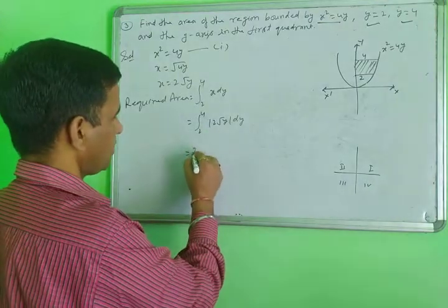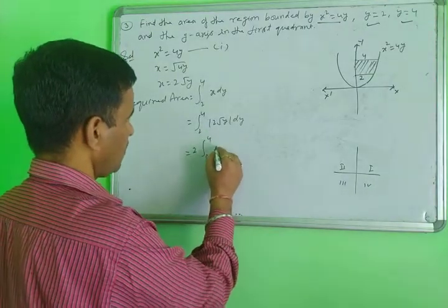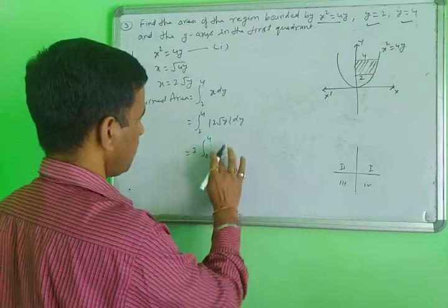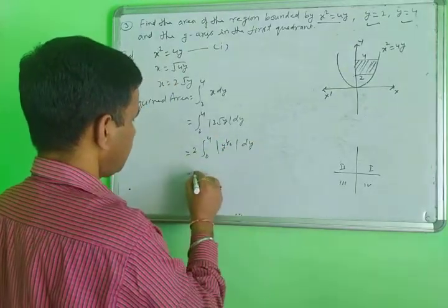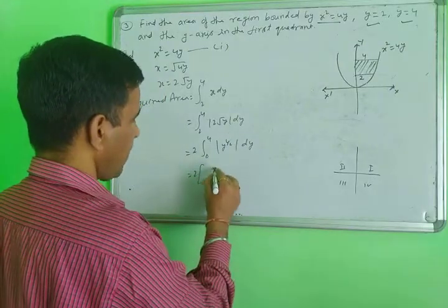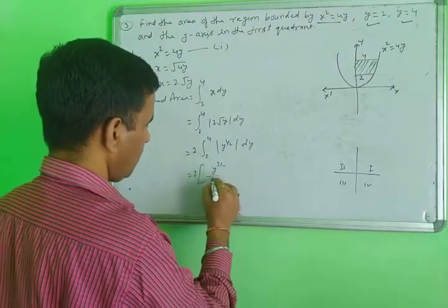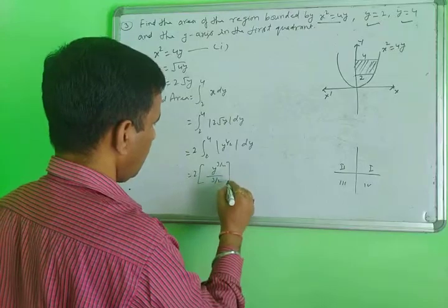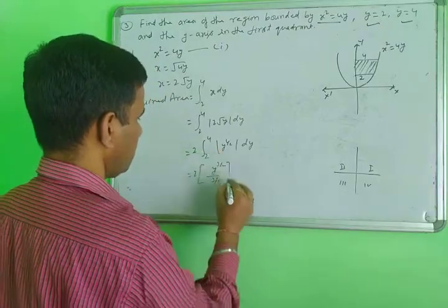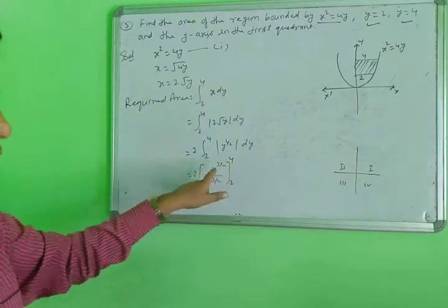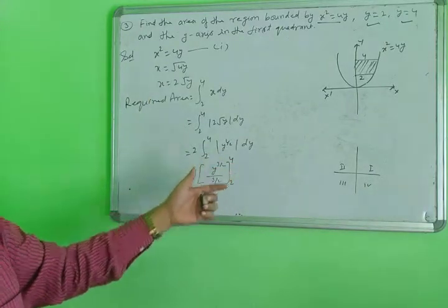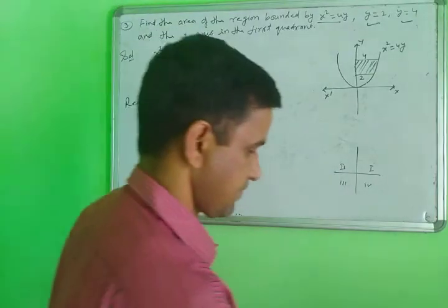So taking 2 outside, from 2 to 4. And what is the value of y? The value of y is y to the power 1 by 2 and dy. Then integrating, y to the power 3 by 2 upon 3 by 2, with limits 2 to 4. The lower limit here is 2 and the upper limit here is 4. Using the limits, you then calculate the answer.